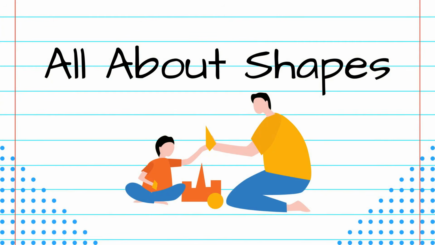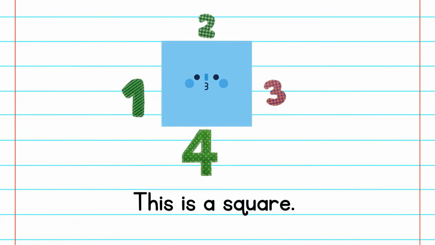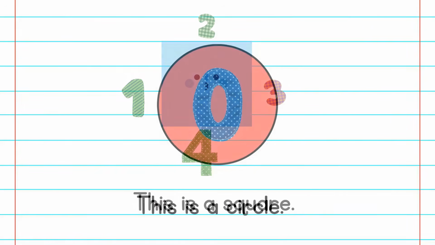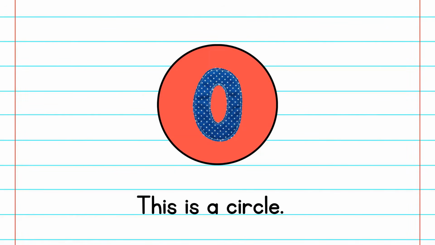All about shapes. Let's dive in. The first shape is a square. It has four sides. 1, 2, 3, 4. This is a circle. It has zero sides.